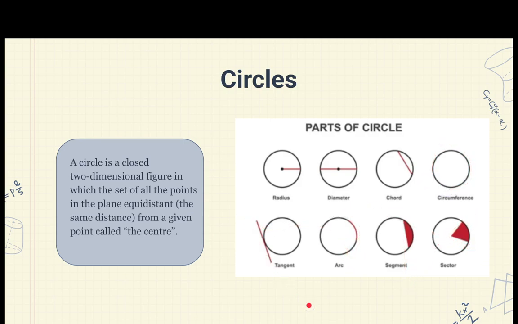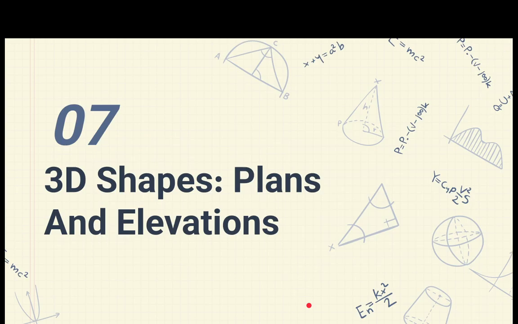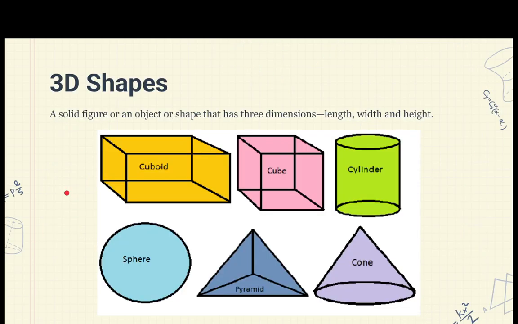arc, and the tangent. Now, finally, we are on 3D shapes, plans, and elevations. 3D shapes: a solid figure or an object or shape that has 3 dimensions, which are length, width, and height. For example, there's the cuboid, cube, cylinder, sphere, pyramid, and cone.